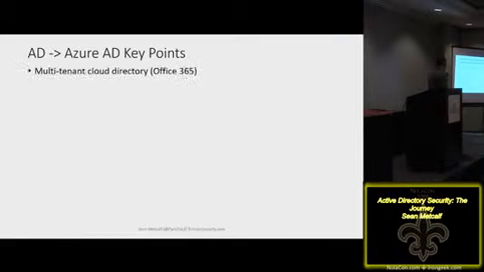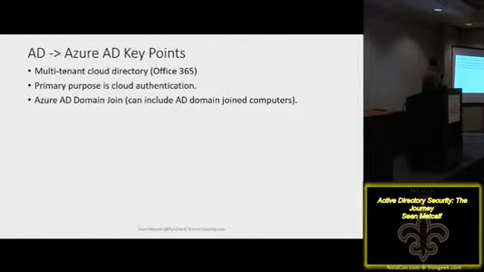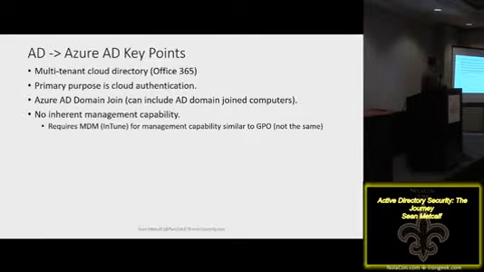And so there's some key points here. Since it's a multi-tenant directory, and its primary purpose is cloud authentication, you can actually join your computers that are joined to your Active Directory domain to Azure AD. And there's better token management of those systems when you're using Office 365. But joining it to Azure AD once it's joined to your regular AD, or even if you just join it to Azure AD, doesn't mean the same thing. You don't have the same capability. Intune provides management capability, but it's not GPO. It's not group policy. And honestly, it's probably about 50% of what you would expect it to be going from group policy to Intune.